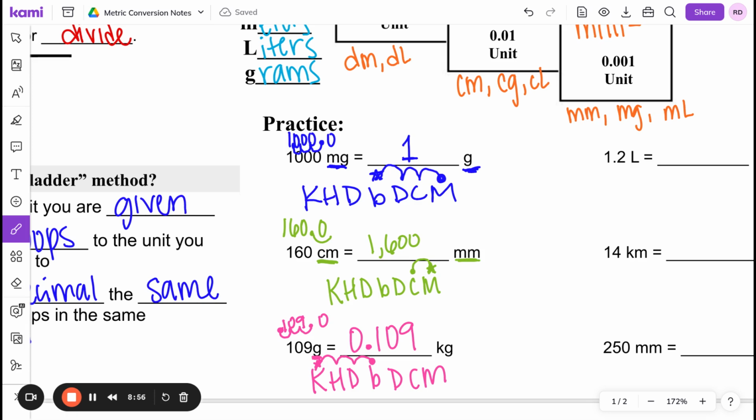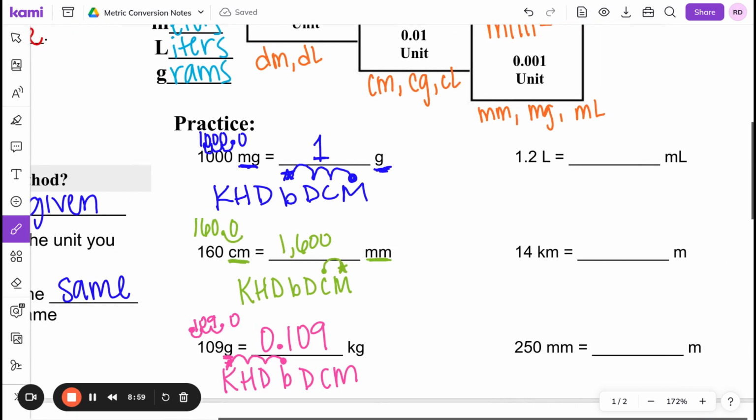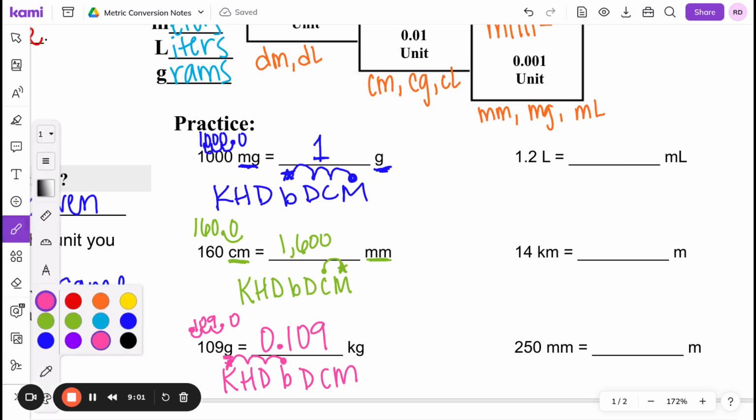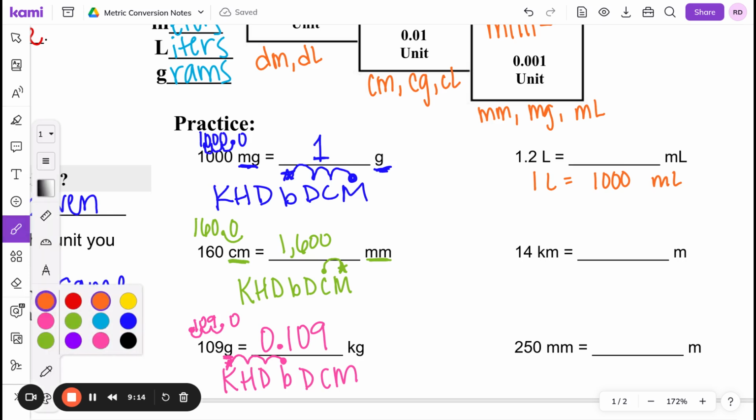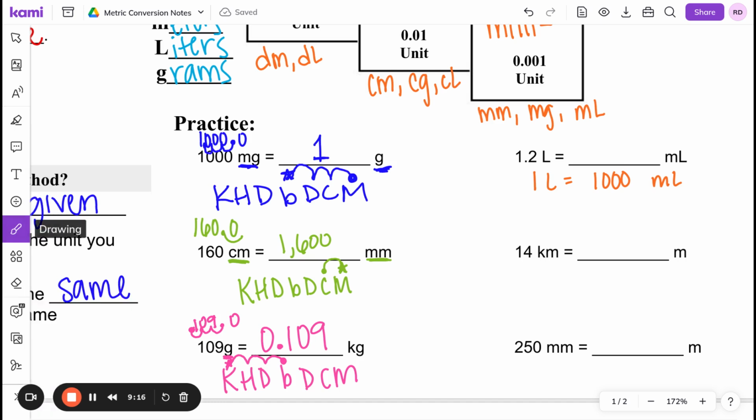Okay, if you're not feeling the ladder method, again, you can still use your star chart. So on your star chart, it tells you that 1 liter equals 1,000 milliliters. So the math here would be to turn a 1 into 1,000. We got bigger. We're going to multiply by 1,000. Whatever you do to the bottom, you do to the top. So you get 1,200 milliliters.